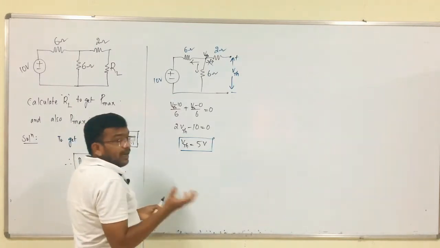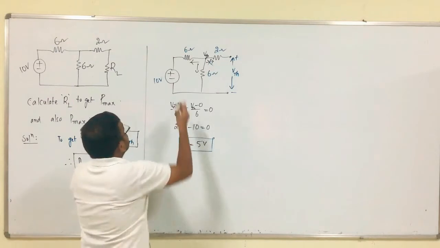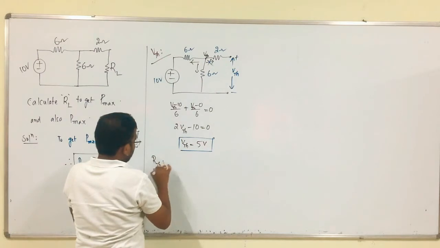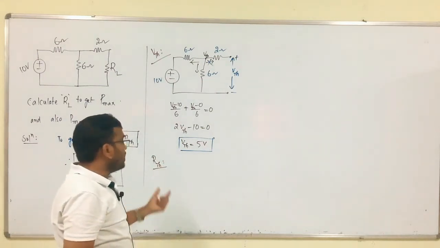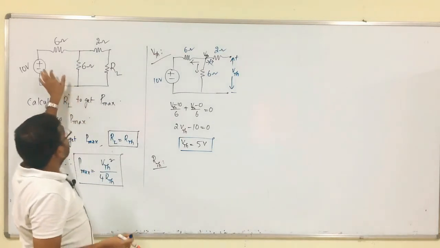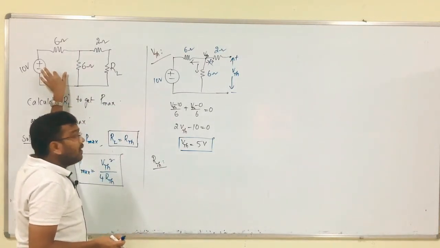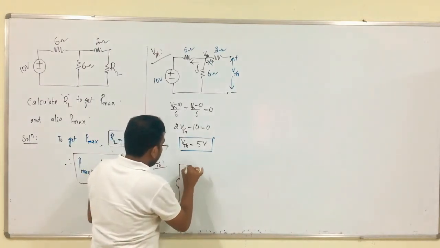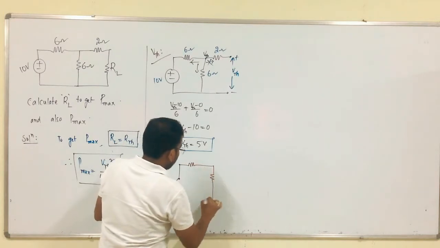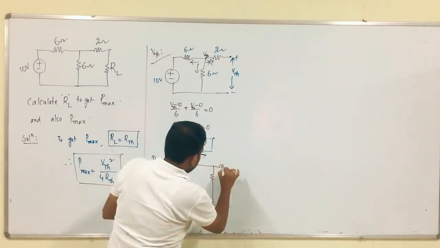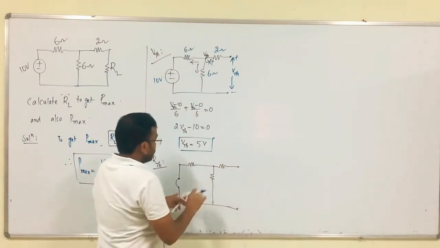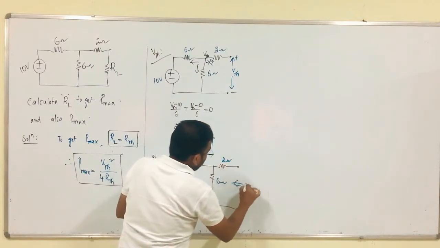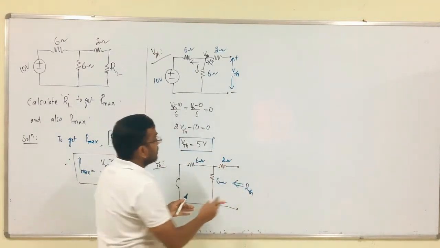Next, calculate Thevenin's resistance. It is better to write VTH here. Next, RTH. For the calculation of RTH, we have to replace the independent voltage source with a short circuit. So this is 6 ohms, 6 ohms, 2 ohms. Between these two terminals, we have to calculate RTH.